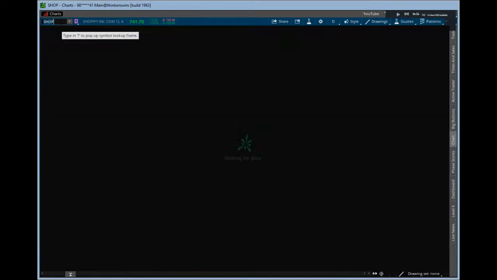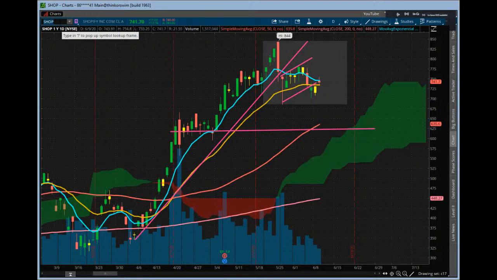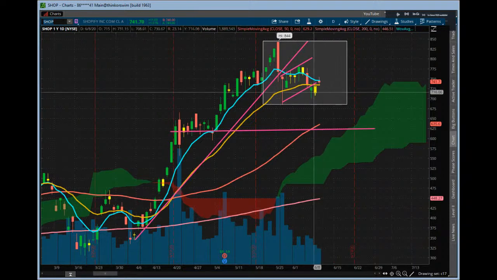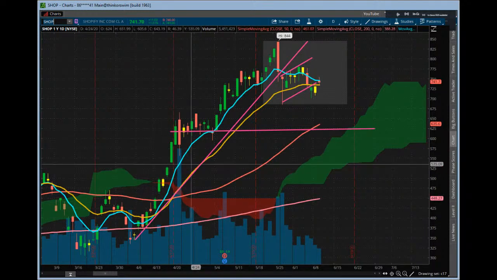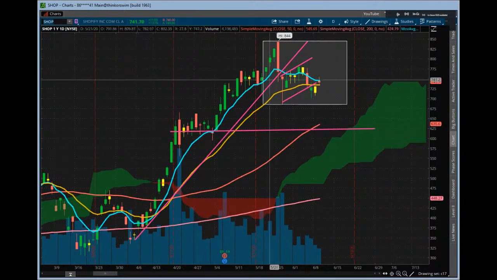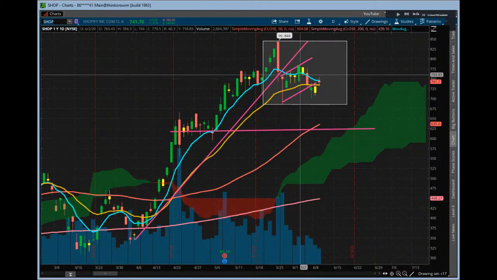Let's take a look at Shopify. So inside day yesterday, and really just kind of in this trend box right now. I mean, don't get me wrong, guys, Shop had an epic move up, right? So now it's just kind of chilling, hanging out here in the trend box. So see how it goes.